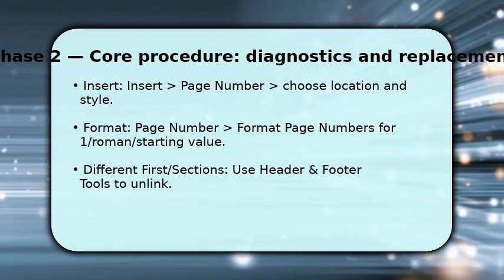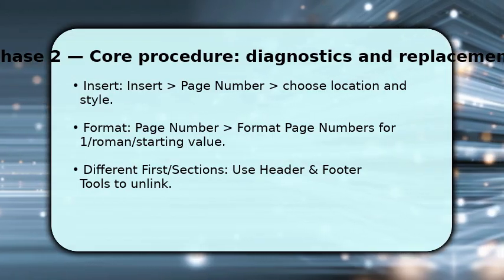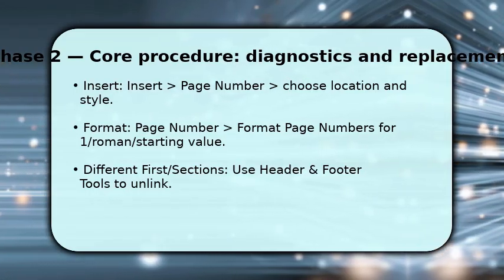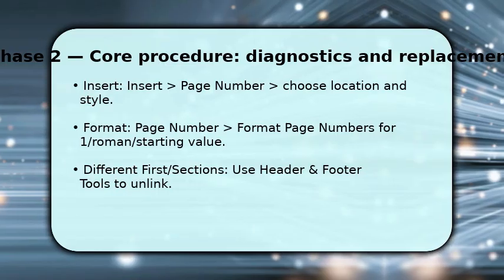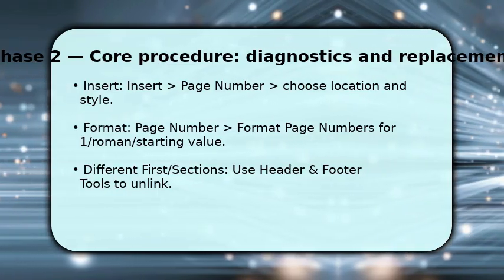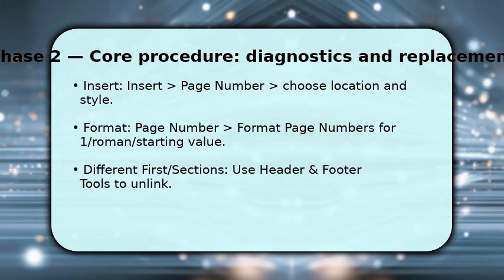Once inserted, open Page Number, Format Page Numbers to choose number format, set starting value, or switch to Roman for front matter. If you broke sections earlier, use Header and Footer tools, click Link to Previous to unlink sections so formats differ. This gives you control: different headers, restarting at 1, or mixing Roman and Arabic numbers.